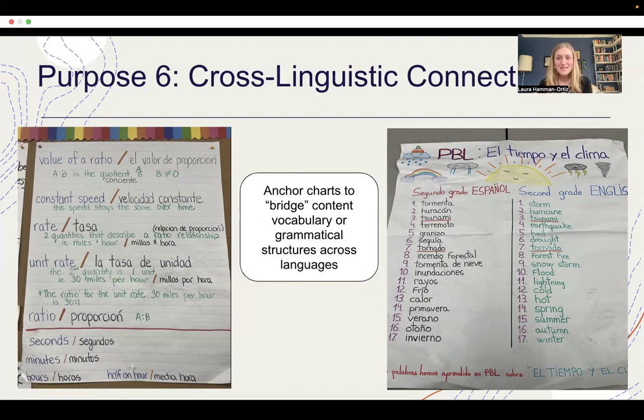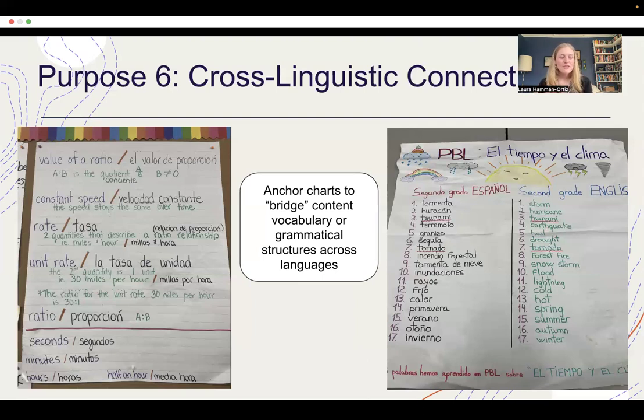So we talked about that in the last video, right? Looking for these words that have similar spelling, similar pronunciation, and the same meaning, like tornado and tornado, which are exactly the same words, right? And then you also are supporting students in growing their vocabulary, growing their knowledge across their entire linguistic repertoire as they're looking for these similarities and differences.